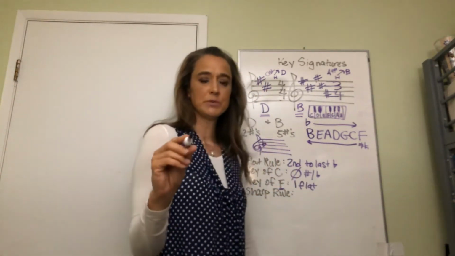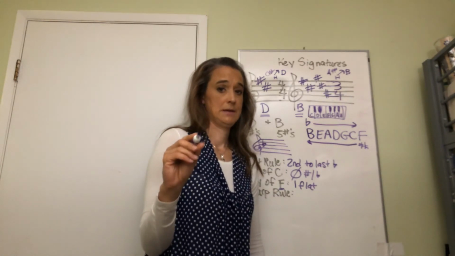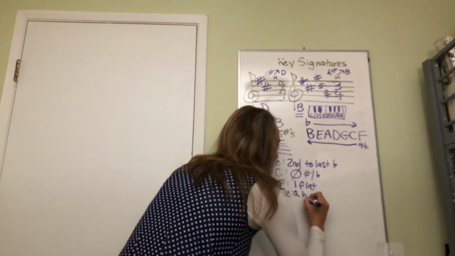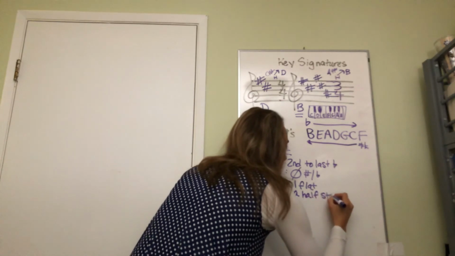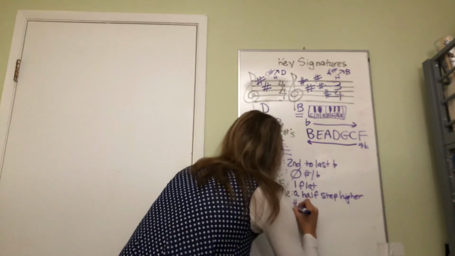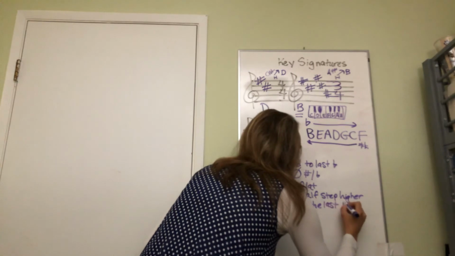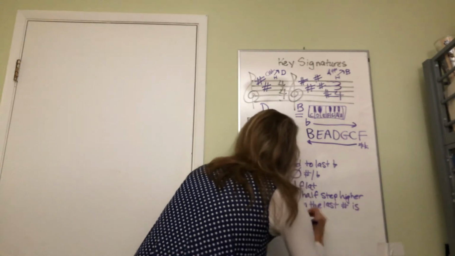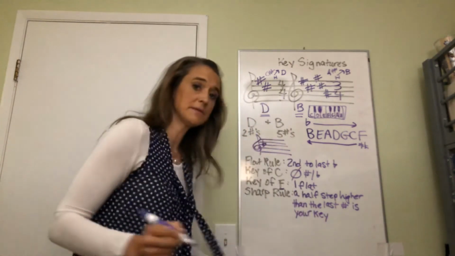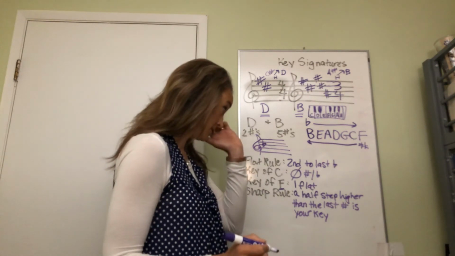See if you can say the sharp rule to me right now. Sharp rule is, hopefully you said, a half step higher than the last sharp is your key. All right, pause me if you need to write that down. A half step higher than the last sharp written is the key you're in.